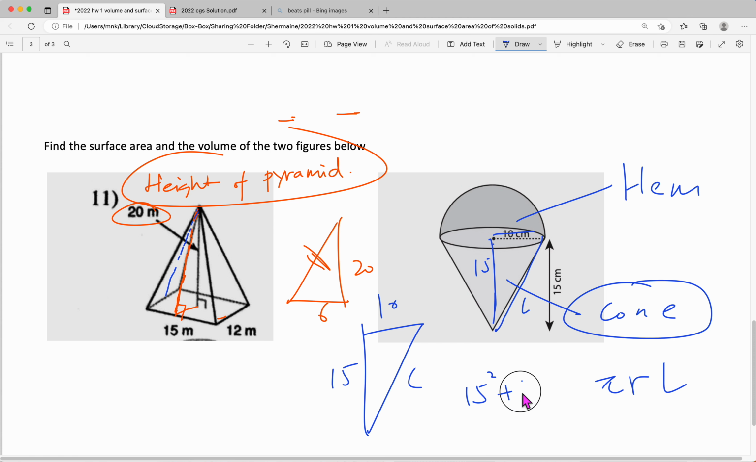Okay, so 15 square, 10 square, then you get an answer, right? This is C square, you get an answer, then after that you square root this answer. Did you do this for your surface? Yes or no? No. Then what have you done? I'm talking about surface area now. Are you doing surface area or something else?